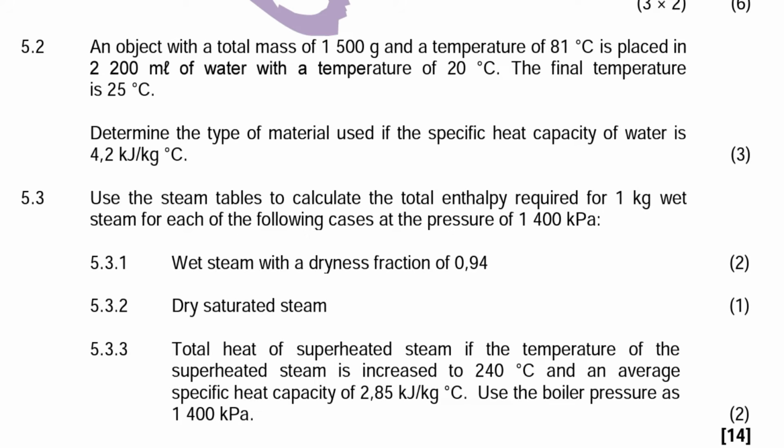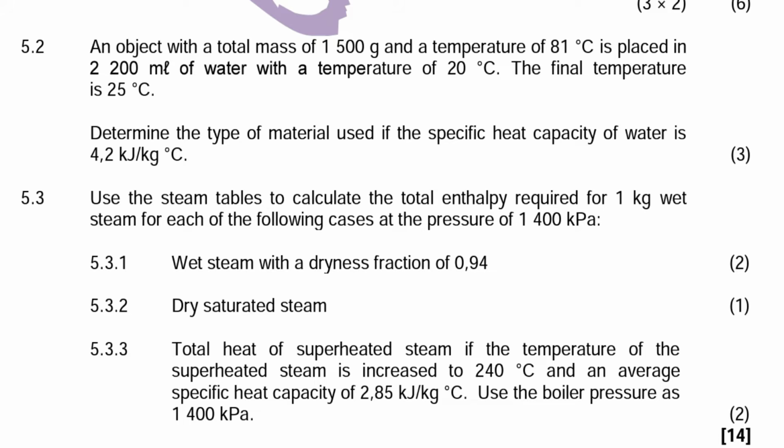5.2 reads as follows. An object with a total mass of 1,500 grams and a temperature of 85 degrees Celsius is placed in 2,200 milliliters of water with a temperature of 20 degrees Celsius. So now we can see that the object is placed inside the water, and the object has a high temperature compared to the water, meaning heat energy will be lost from the object to the water.